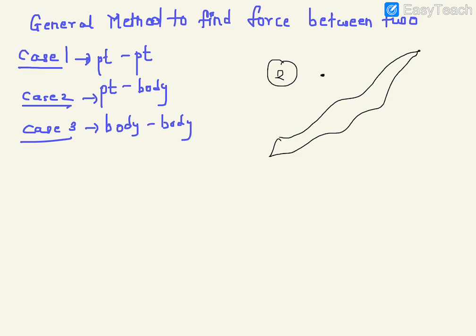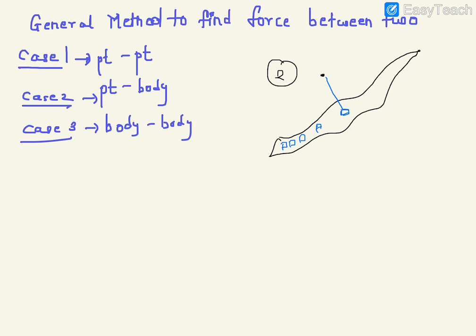Now I will take an element area on this body and calculate the electric field with respect to this particular box or element. So what I mean to say is I will divide the whole body into boxes, and then for individual boxes I will calculate the E and add it.